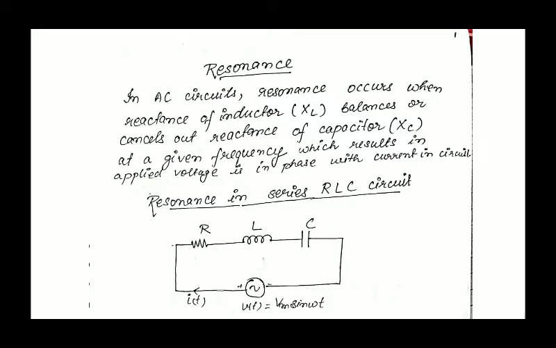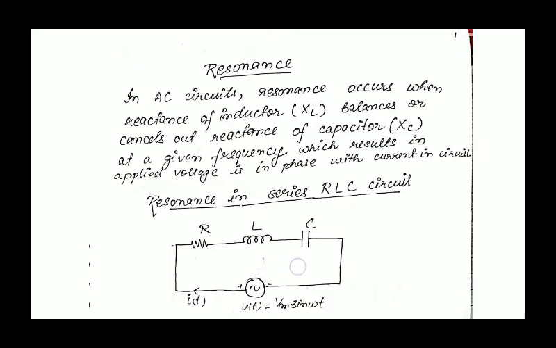That means a series RLC circuit at resonance condition will behave as a pure resistive circuit. So this phenomenon is called resonance. This occurs at a particular given frequency, which is called the resonant frequency.